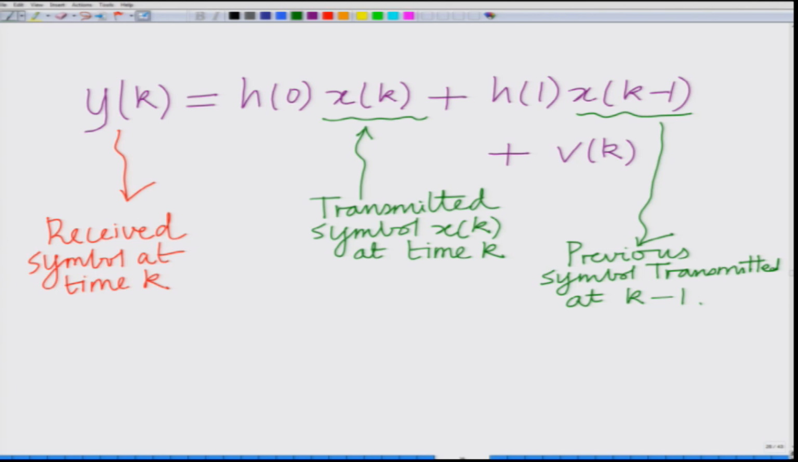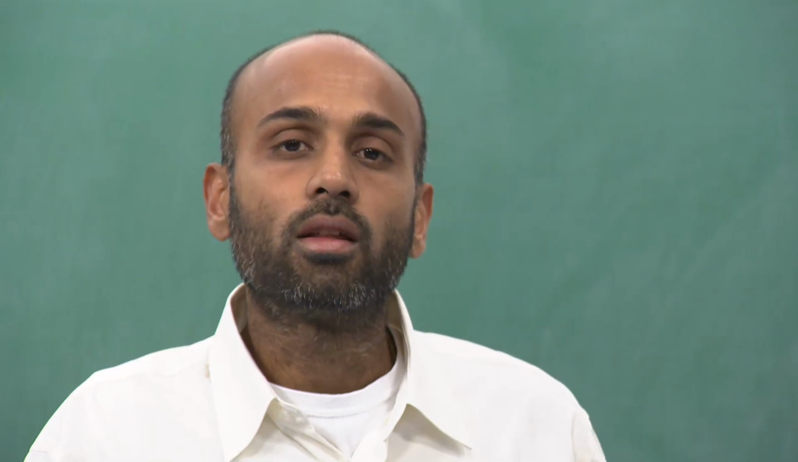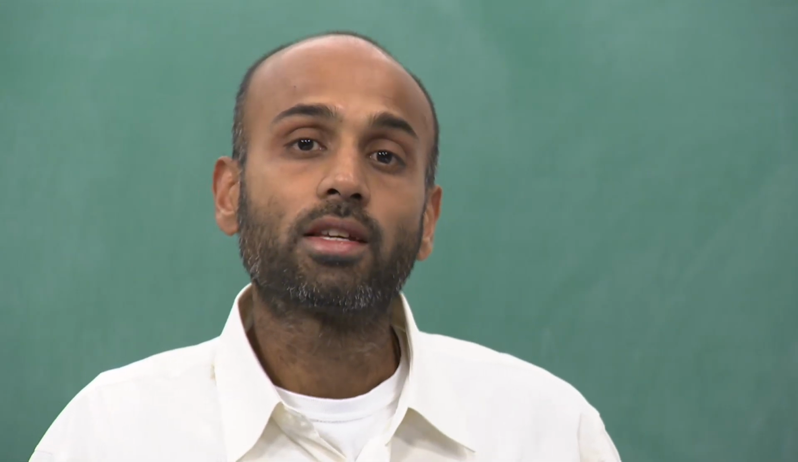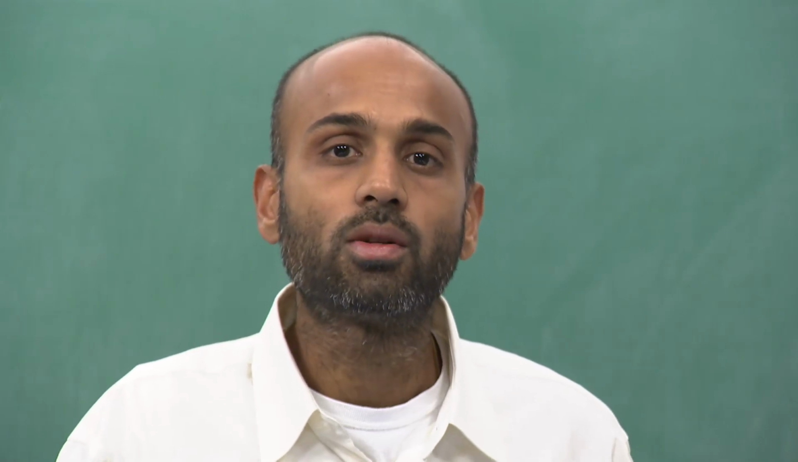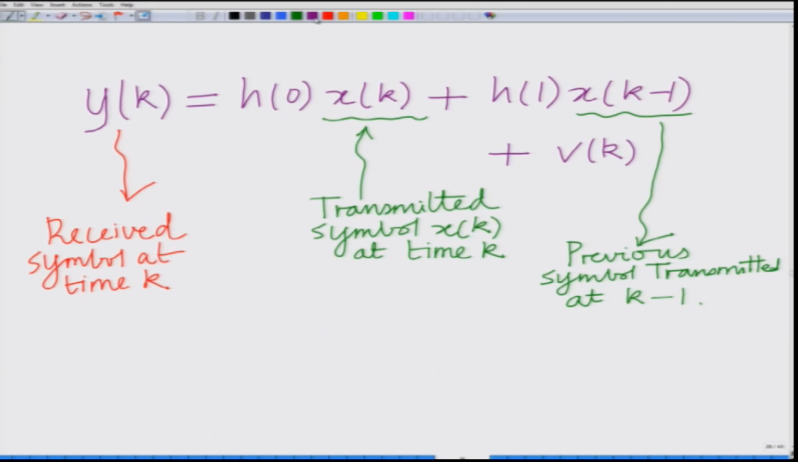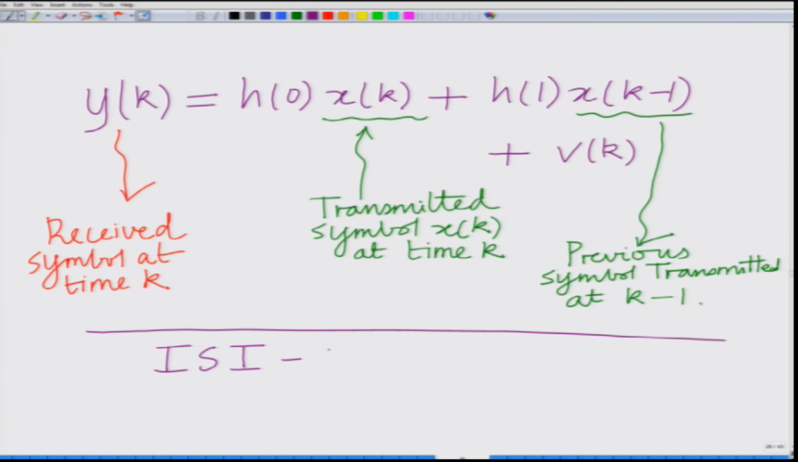Therefore, yk depends not only on xk, but also on xk minus 1. There is interference in the detection of xk from xk minus 1. That is, xk minus 1, which is the previous symbol, is interfering with xk, which is the current symbol. This is known as inter-symbol interference, correct. This phenomenon is termed ISI, or inter-symbol interference.